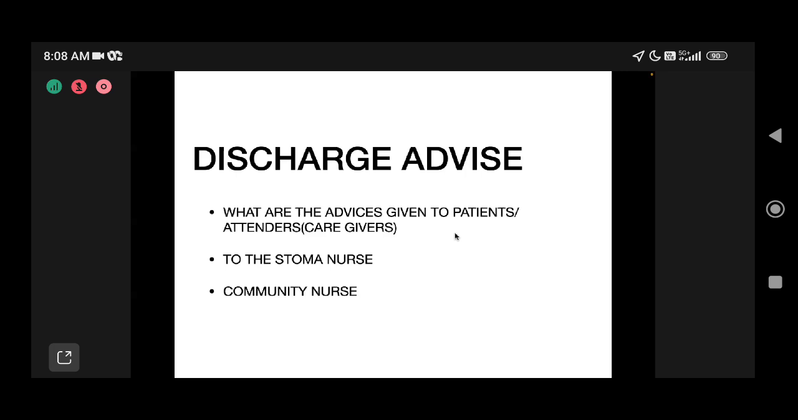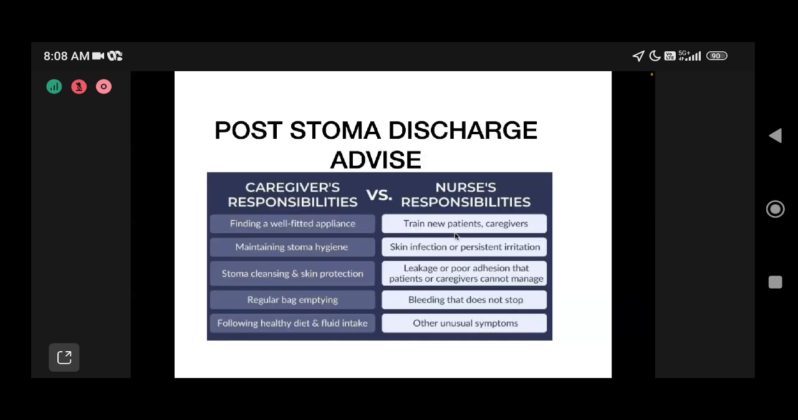Then what are the advices the doctor has to convey to the stoma nurse, and in turn the stoma nurse conveying to the patient and the caregivers. Then also the role of community nurse. So let us look at what the post-stoma discharge advice includes. This is very, very important. We segregate into two aspects: one, the caregiver's responsibility, and the other, the nurse's responsibility.